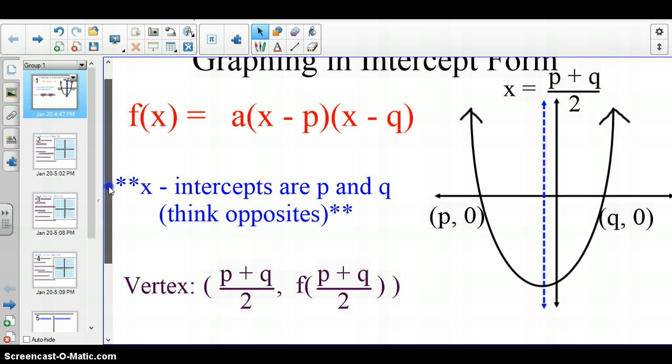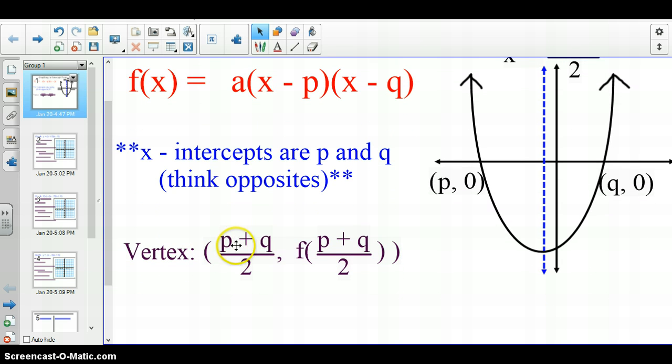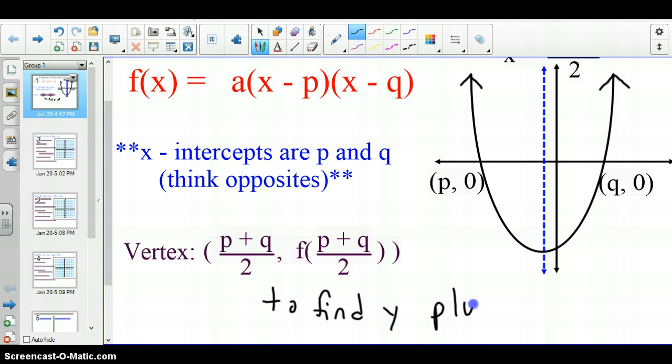Then we take those and we find the vertex. Here's a little formula, p plus q over 2. I don't really remember that formula. I just know that to find the x of our vertex, we have to take our x-intercepts, add them together, and divide by 2. To find the y, you take x and you plug it into the original equation.